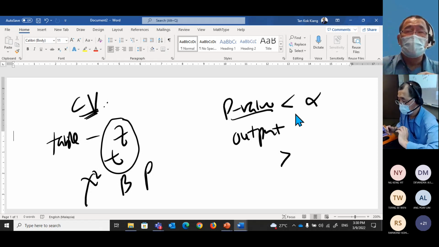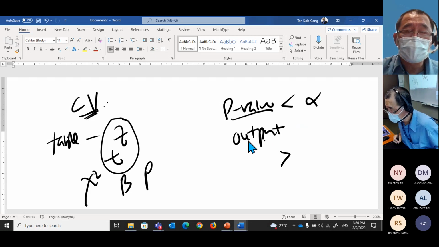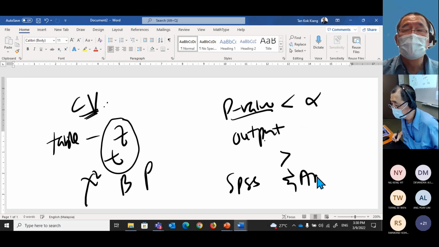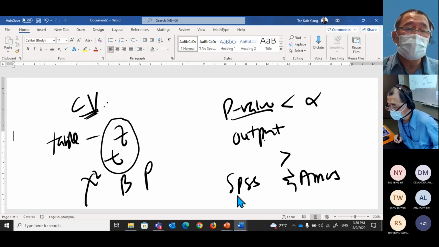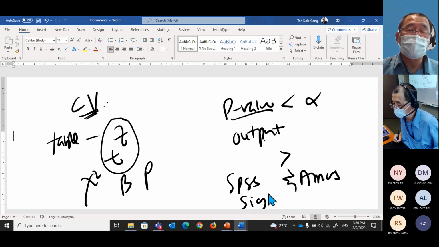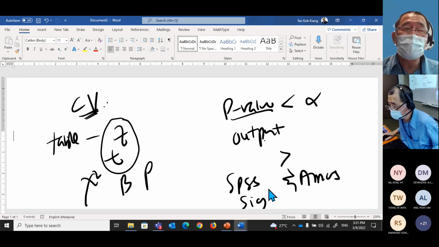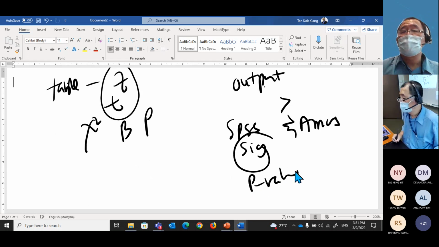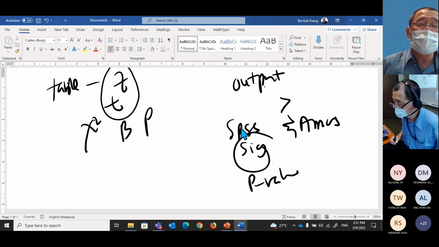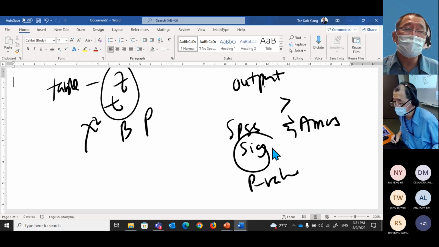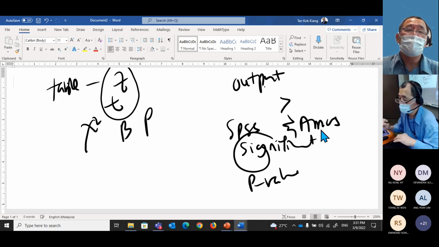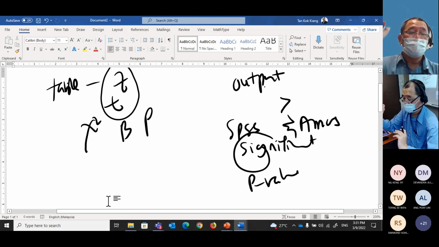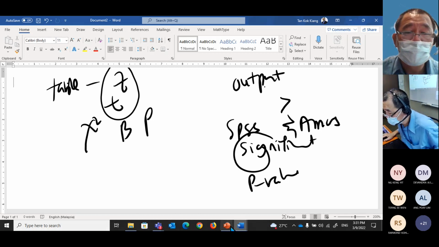For us, we are going to use SPSS and also MOS. In SPSS, the output shows us SIG, meaning the p-value. SIG means significant value. It's the p-value. So if there is no question, now we see the next one.